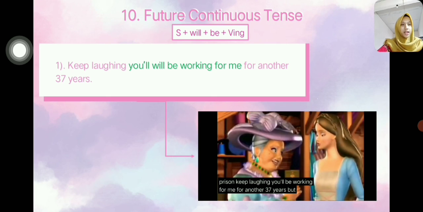Future continuous tense has the formula: subject plus will plus be plus verb-ing. The example sentence, number 1: "Keep logging, you will be working for me for another 37 years." You is the subject. Will be working is will plus be plus verb-ing. For me is the object.